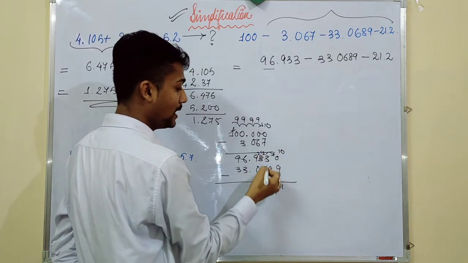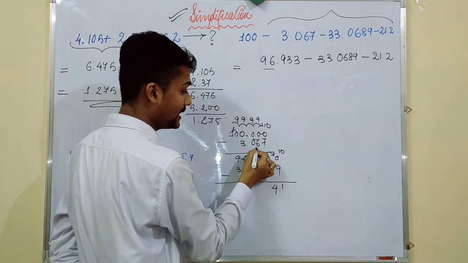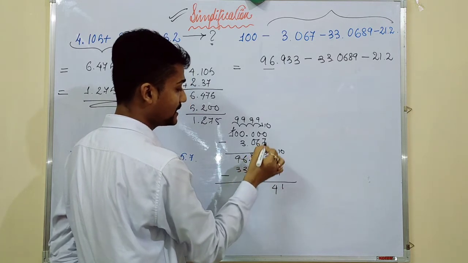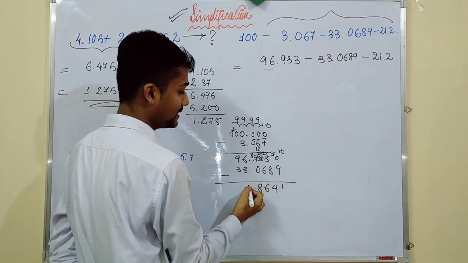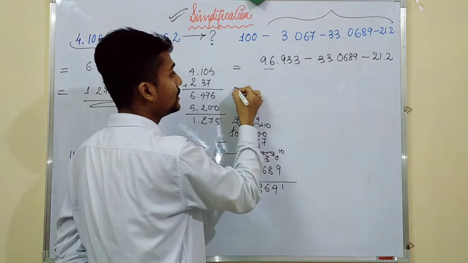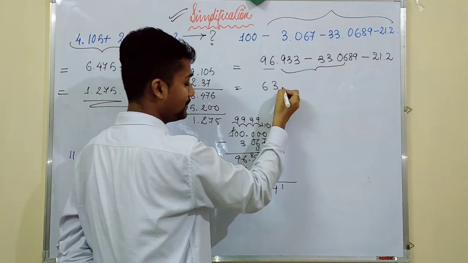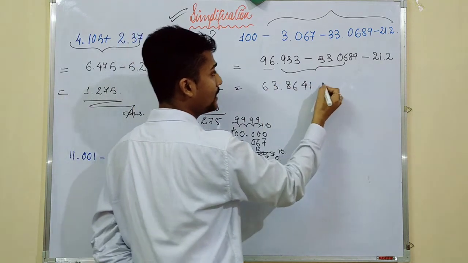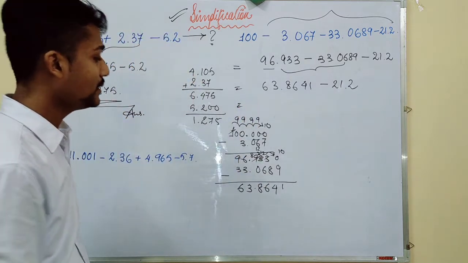4. 2. 2, I can't subtract from 6, I can't subtract from 2. That means I will carry. It will become 12 and it will become 8. So 12 minus 6 is equal to 6. 8 minus 0 is equal to 8. 6 minus 3 is equal to 3. 9 minus 3 is equal to 6. So next, after subtracting them, how much will we be getting? 63.8641 minus 21.2.